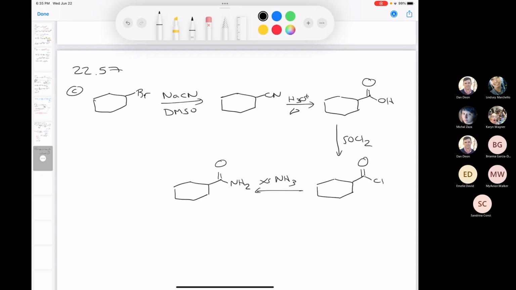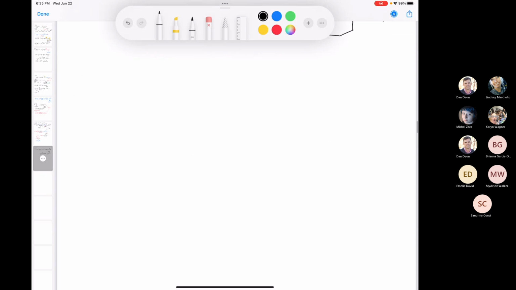And the last one deals with Sandmeyer chemistry again. So let's do Sandmeyer chemistry one more time. 22.57D. So we're starting with benzene, and we're treating with nitric acid and sulfuric acid. And we're going to install the nitro first. So that's just a nitration reaction, like that.